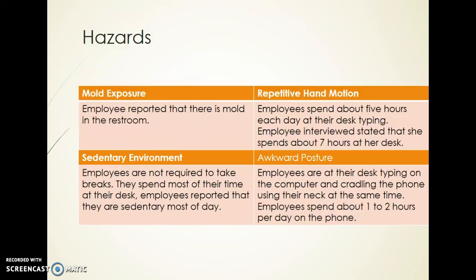Awkward posture. Employees are at their desk typing on the computer and cradling the phone using their neck at the same time. Employees spend about 1 to 2 hours per day on the phone. This is an awkward position for an employee because they are bending their neck to hold the phone with their shoulder as well. And that's an awkward position for the body, so it can cause a lot of neck and shoulder strain.